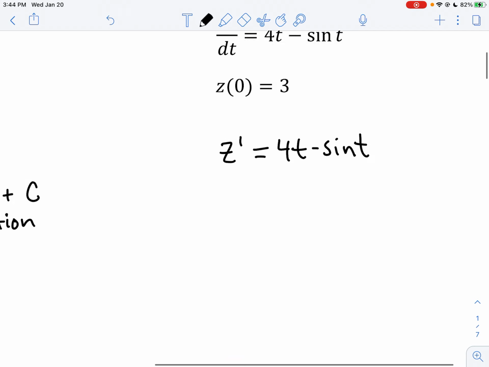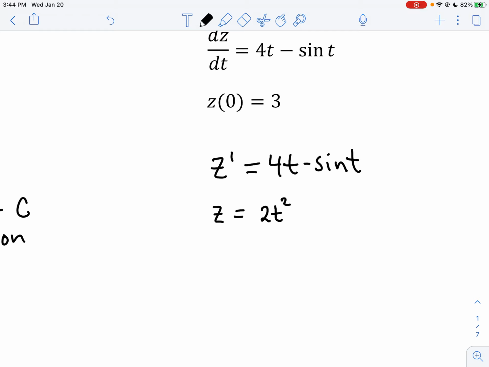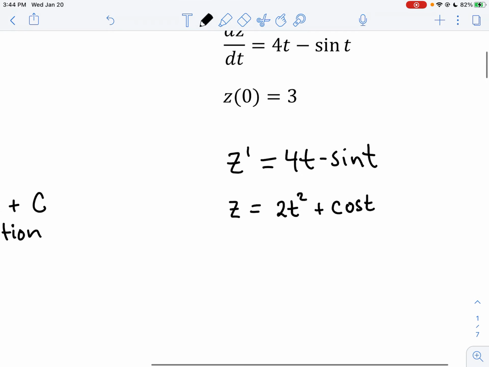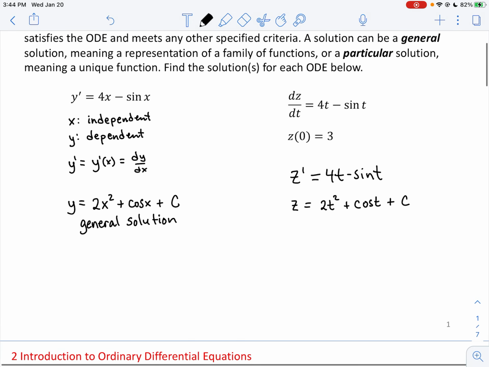So again, to find the original function, z of t, z is the dependent variable here, t is the independent variable, and we do an antiderivative. We get the same antiderivative as we got before, but with t's instead of x's. And then we have plus the constant. So here's our general solution to the differential equation, but we have enough information to find a particular solution next.